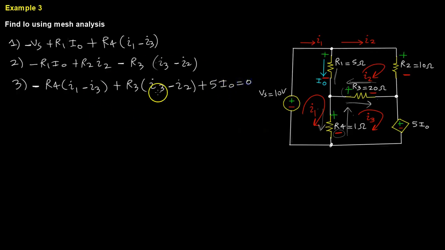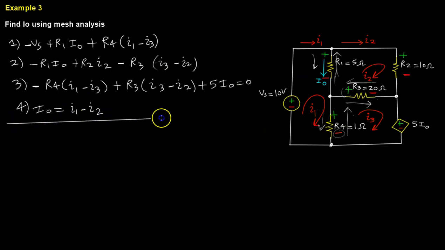So I'm going to go ahead and simplify these equations. Well, before that, let's write a fourth equation relating I1, I2, and IO. So IO is going to be the difference between, so I1 is going to flow this way, I2 is going to flow against it. So that's going to be I1 minus I2. So I'm going to simplify these equations into matrix form.